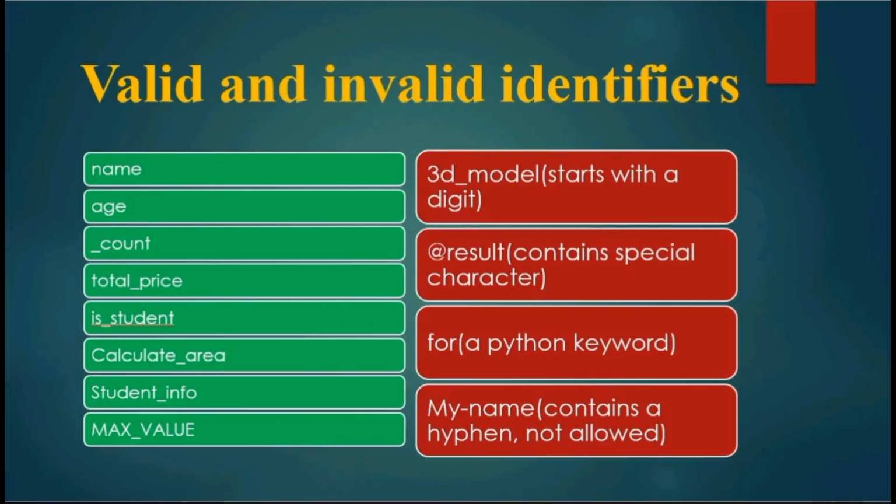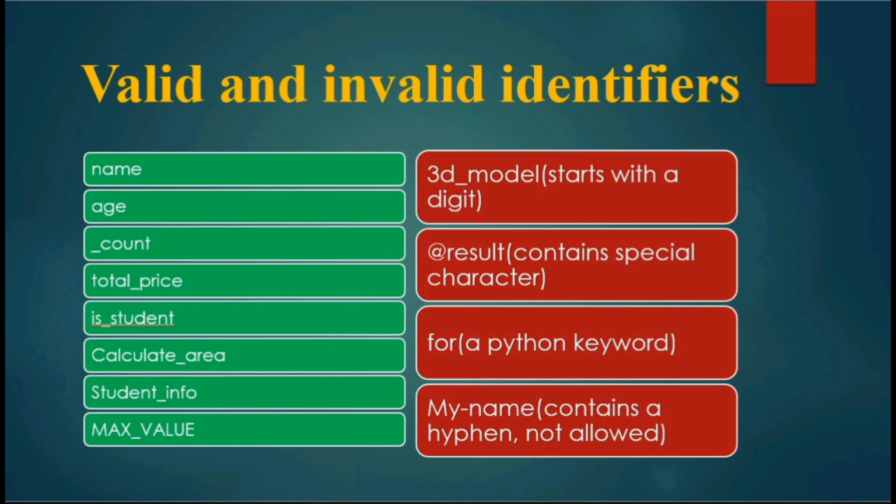Coming to the valid and invalid identifiers, here we see how those rules play out. A valid identifier follows all the naming rules we just talked about, while an invalid one might start with a number or use a special character. Python will let you know right away if you mess it up. So don't worry, just follow the rules and you are good to go.